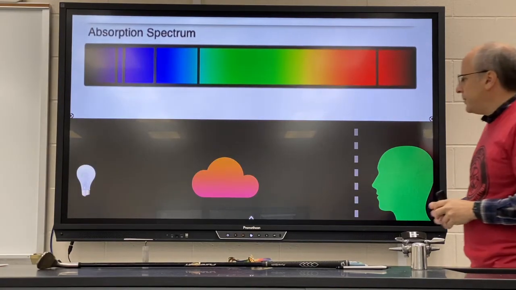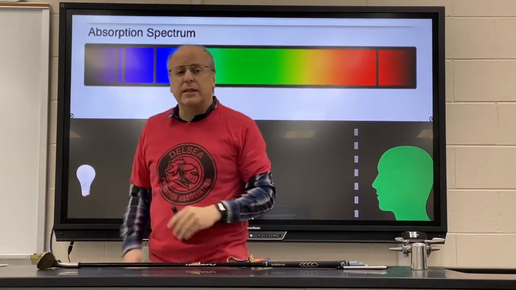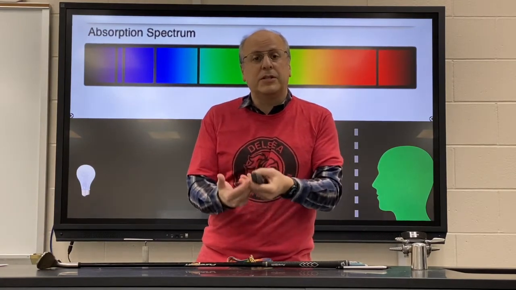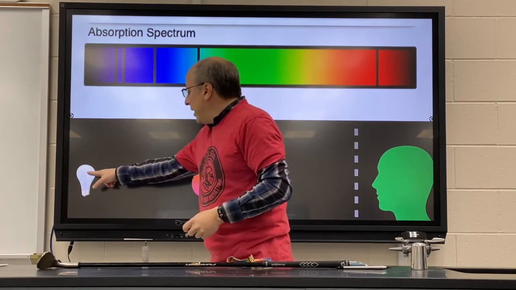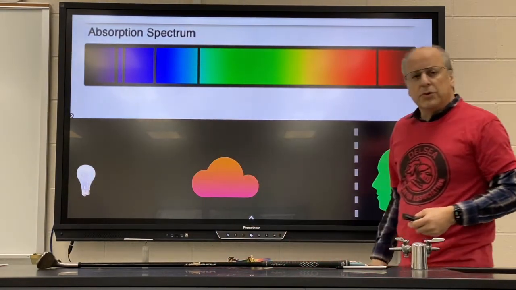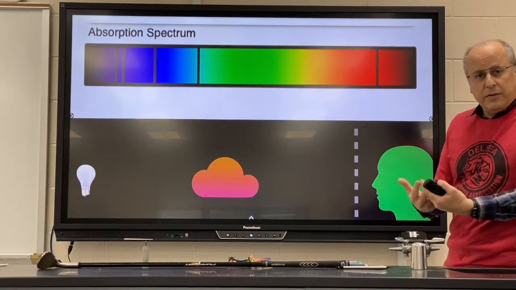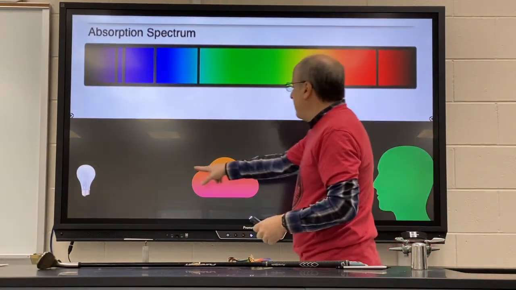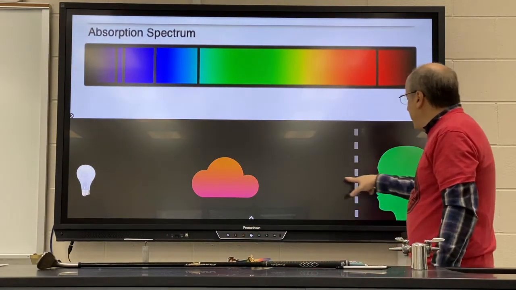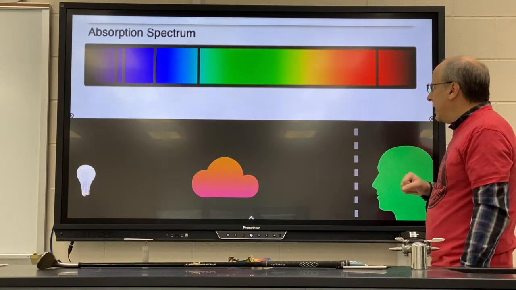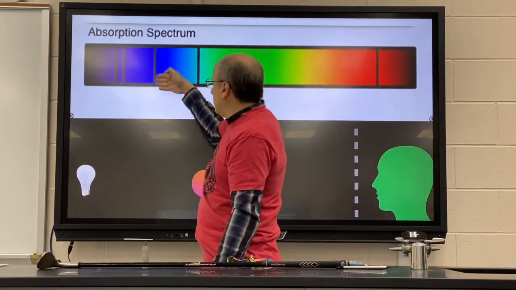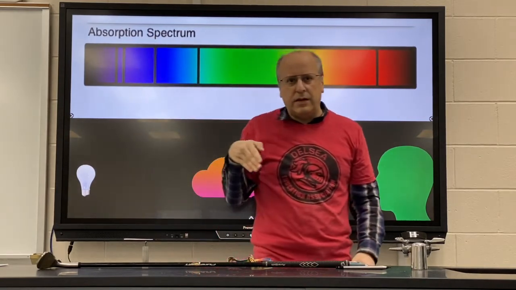For an absorption spectrum, you don't start with a fluorescent light, you start with an incandescent light, something that is giving off light because of its temperature. That light will have every single wavelength in it. You then pass it through some sort of material, a gas, if you will. Okay? Maybe it's a cloud out in space. And then you view it through your diffraction grating, and you'll notice that the cloud somehow takes away certain wavelengths of light.